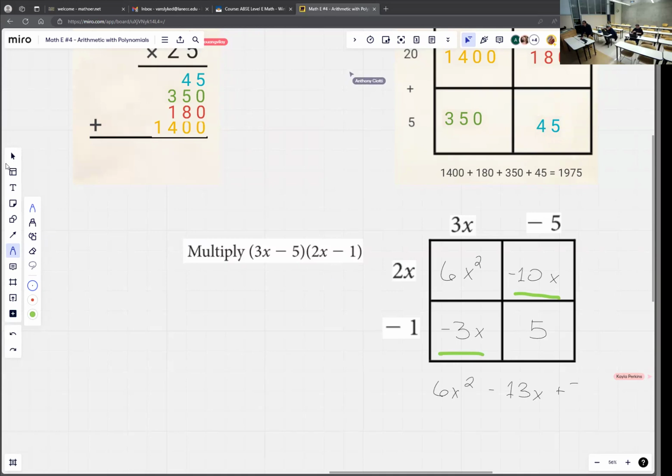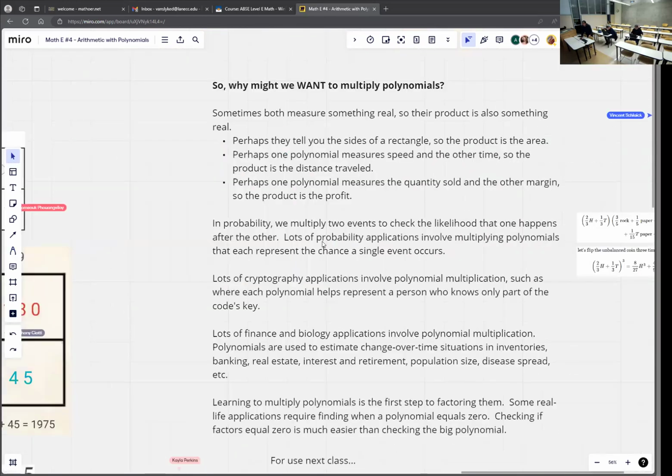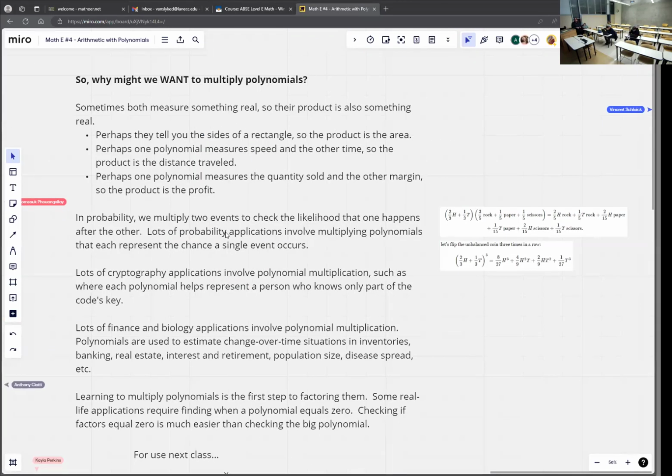Why would we do this? All sorts of things. Great segue, okay. Why would we want to multiply polynomials? That's not quite why we're allowed to, but why would we want to?